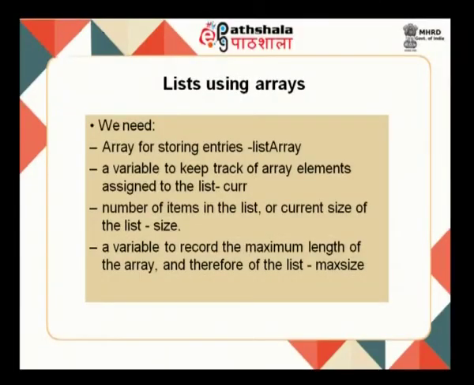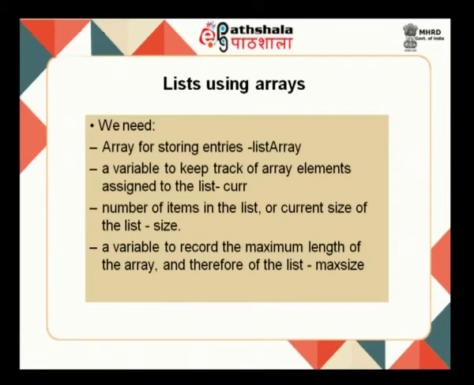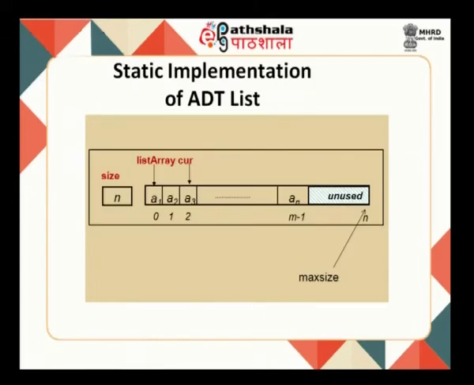For implementing this using arrays, we need an array for storing the entries, which we will call list array. We need a variable to keep track of array elements assigned to the list, that is, the number of elements in the list or the current size of the list. That will be represented as size. We also need a variable to record the maximum length of the array, how many elements can be stored in the array, and it is called maximum size. These are the different aspects and variables you need to know for implementing lists using arrays. Now, let us look at the static implementation of ADT list, that is the array implementation.